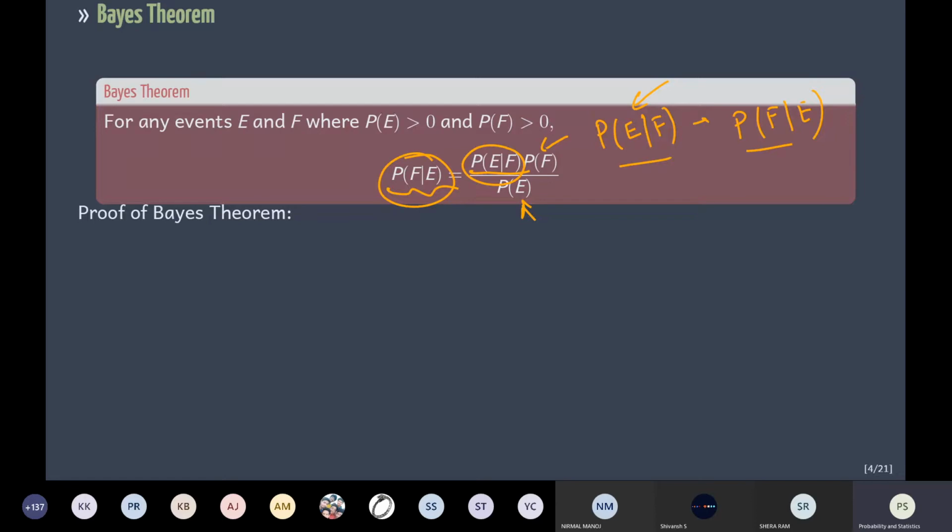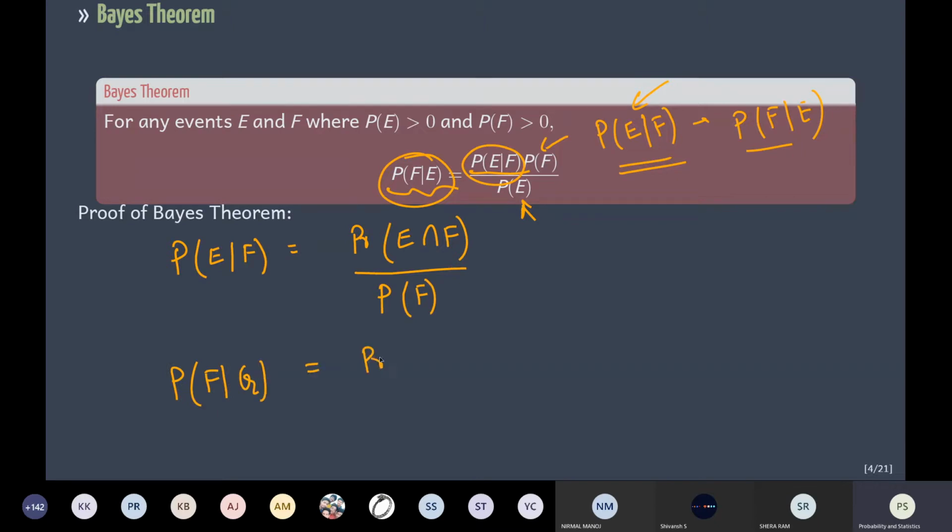So the proof of the Bayes theorem is rather simple. You apply the conditional probability definition on P of E given F and P of F given E, and you already see the common term is E intersection F. So the proof is rather simple by just writing down probability of E given F is probability of E intersection F divided by probability of F. Similarly, probability of F given E is probability of F intersection E, or E intersection F, divided by probability of E.